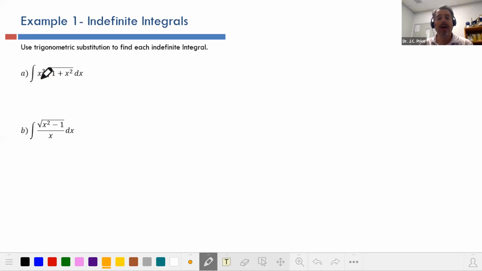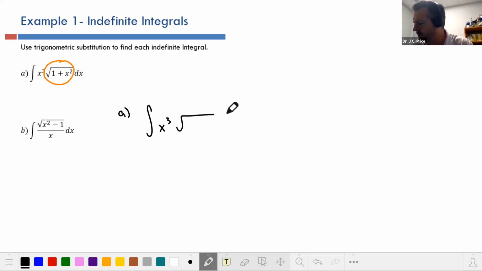So how do we solve this integral? Well, the idea is focus on this and make a right triangle with that as one of its sides. So we're going to make this right triangle over here. And let me rewrite this so we have lots of space. So the integral of x cubed times the square root of 1 plus x squared dx. So I'm going to make a right triangle with this on one of its sides.